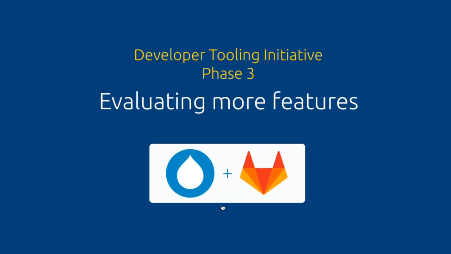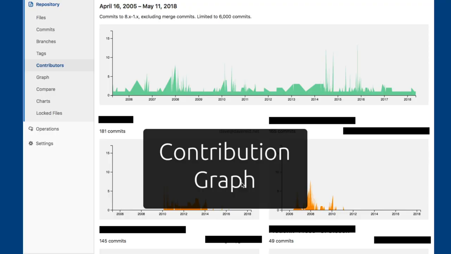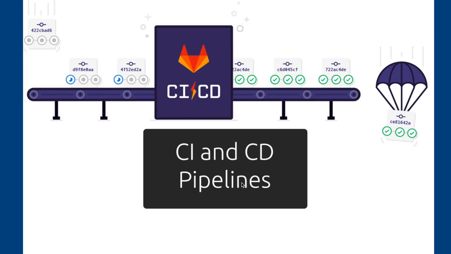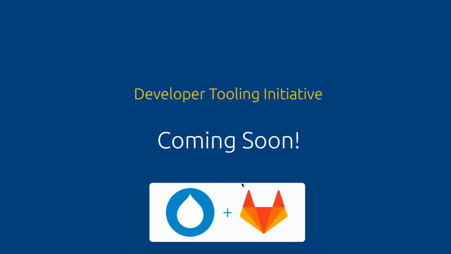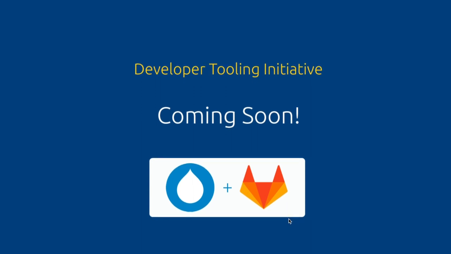In the third phase of this initiative, we'll be evaluating additional features like GitLab's Web IDE, Contribution Graph, and CI/CD pipelines. All these changes are coming soon, so keep an eye on the Drupal.org blog.